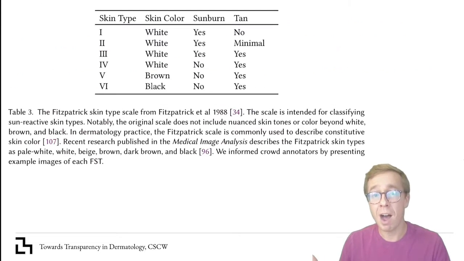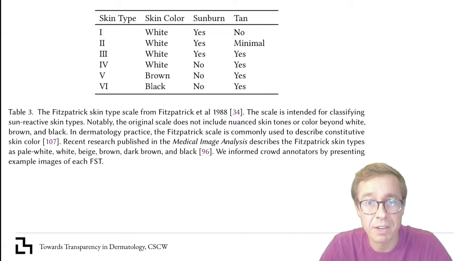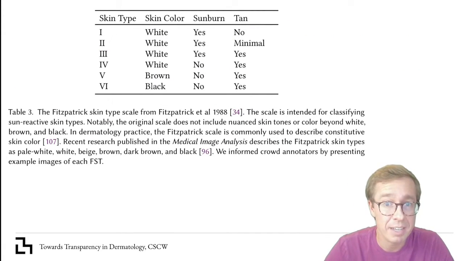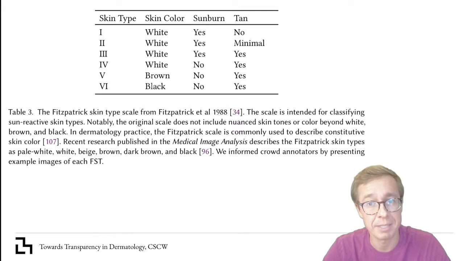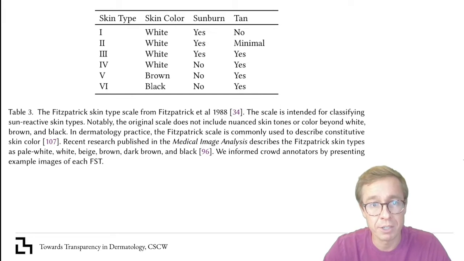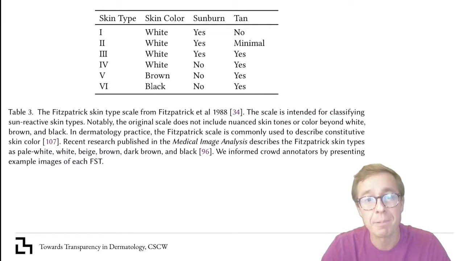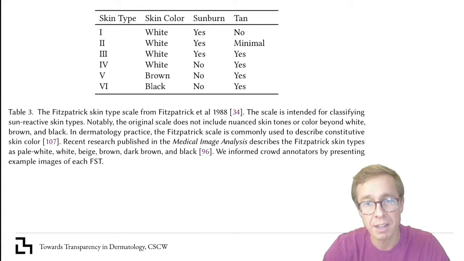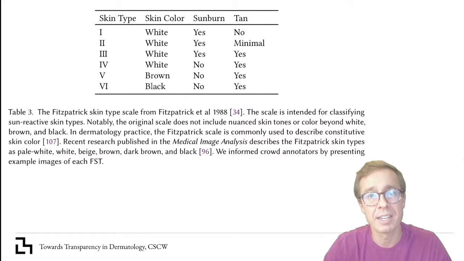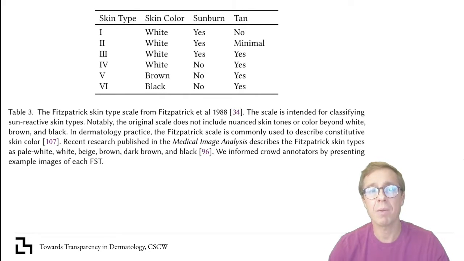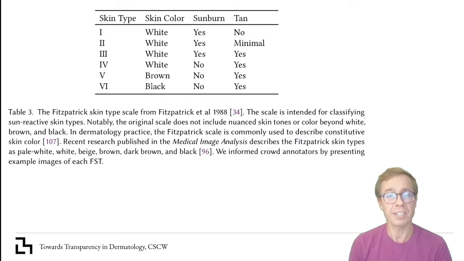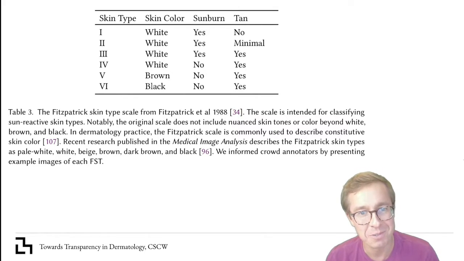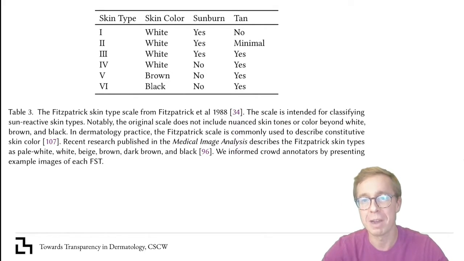Now, the most common method for incorporating skin tone information in algorithmic audits is using the Fitzpatrick skin type scale, which I mentioned earlier when I was referring to the two darkest skin types in the Nature Medicine paper. I'm presenting a screenshot from our paper, which shows the Fitzpatrick skin type scale as it was published in 1988. And what I want to do is note that the original scale does not include nuanced skin tones or color beyond white, brown, and black.